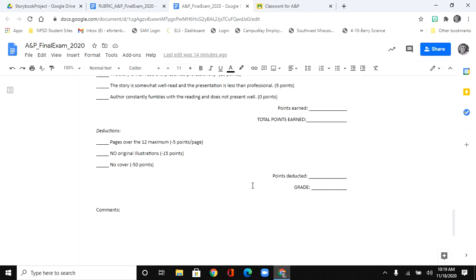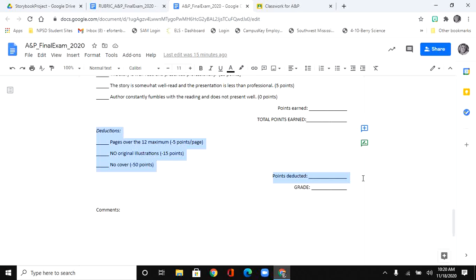So let's talk about how you can get deductions. If you go over the 12 pages, for every page you go over, that's a 5-point deduction. Okay, so I don't want anything more than 12 pages. If you do not include at least one original illustration, and preferably I would like more, but if you don't include original illustrations, you're going to lose 15 points right there. And then if you don't have a title page, cover page for it, that's 50-point deduction, because to me the title page, the cover of the book, is one of the most important things, because that's what draws you in to come in and read it.